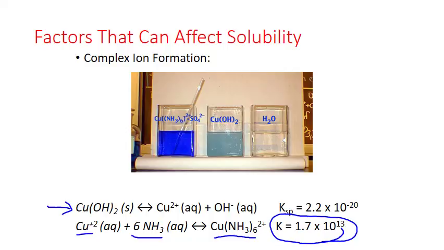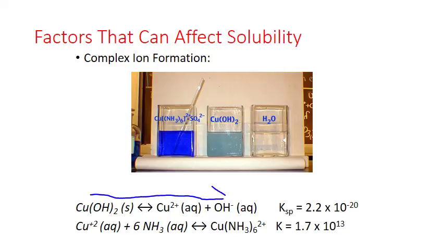And we know from Le Chatelier's principle that removing a product from an equilibrium situation will result in shifting the equilibrium so that more product is formed. So it shifts the equilibrium to the right, in this case, dissolving more of the copper hydroxide. And if there's enough ammonia in the water to react with all of the copper ions, we can dissolve all of the copper hydroxide in solution.